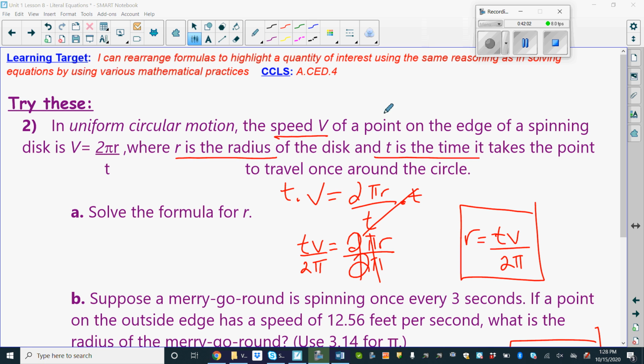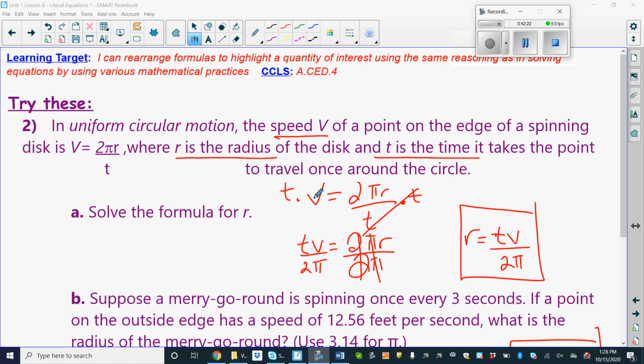So for this question, in a uniform circular motion, speed v of a point on the edge of a spinning disk is v equals 2 pi r divided by t, where r is the radius of the disk and t is the time it takes the point to travel around the circle. So solve the formula for r.